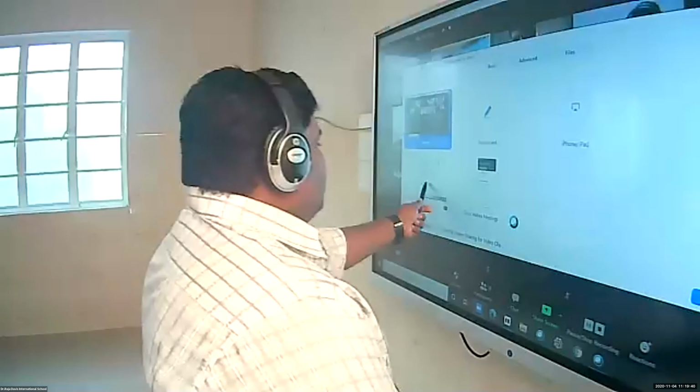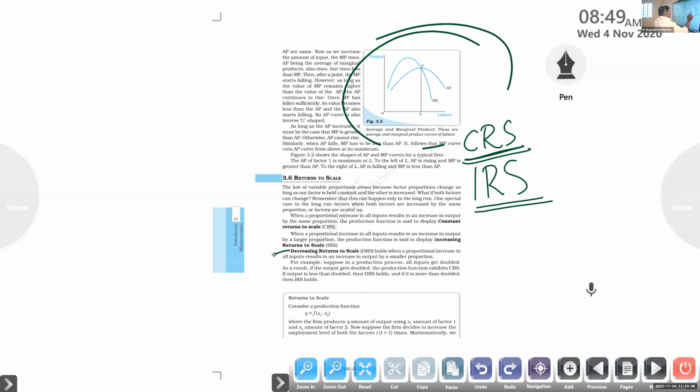That is important for you people to discuss the next two or three topics. So write down what is CRS, what is IRS, and what is DRS. CRS, constant returns to scale. IRS, increasing returns to scale. DRS, decreasing returns to scale. Here scale means the changes of the proportion. Now we can express that with an equation. A mathematical concept we will be using here.